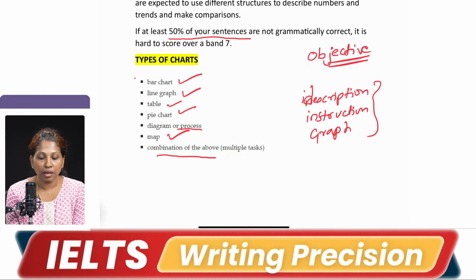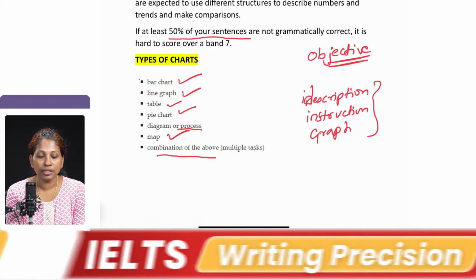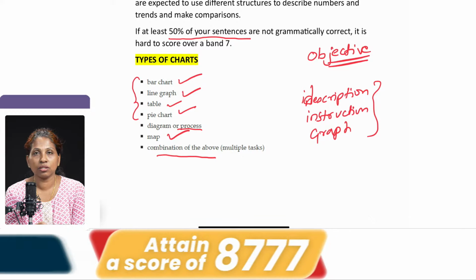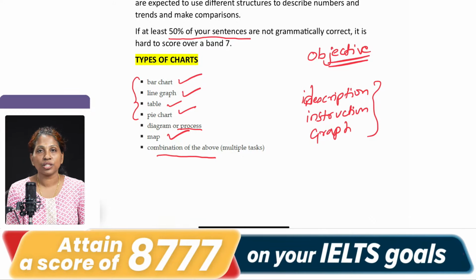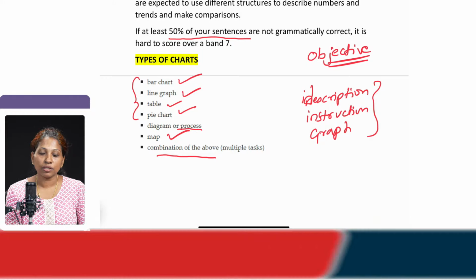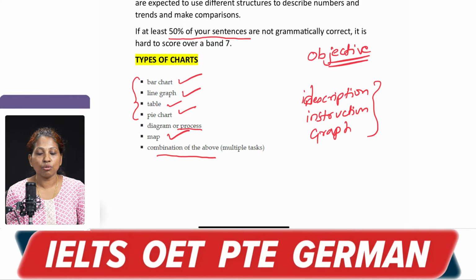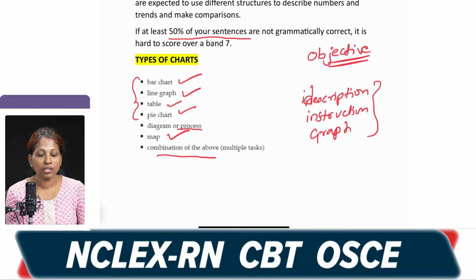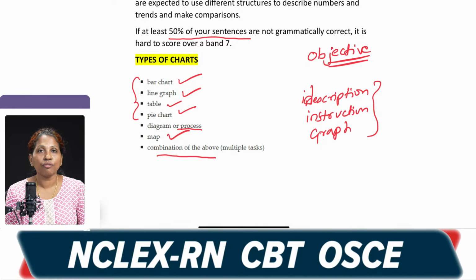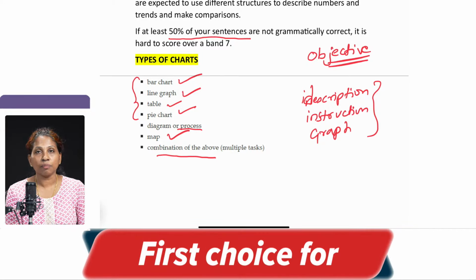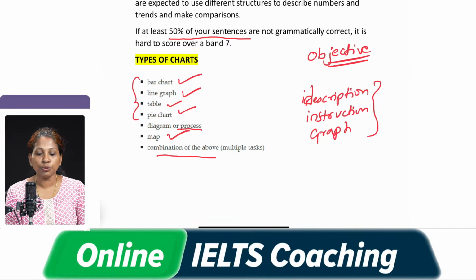Otherwise, the other 4, that is bar, line, table and pie, these can be also combined. Any 2 can be given into one question and asked to write a report. That is called as a combination chart. So 1, 2, 3, 4, 5, 6, 7, mainly 7 types of diagrams which are a part of report writing, which you should be aware of.